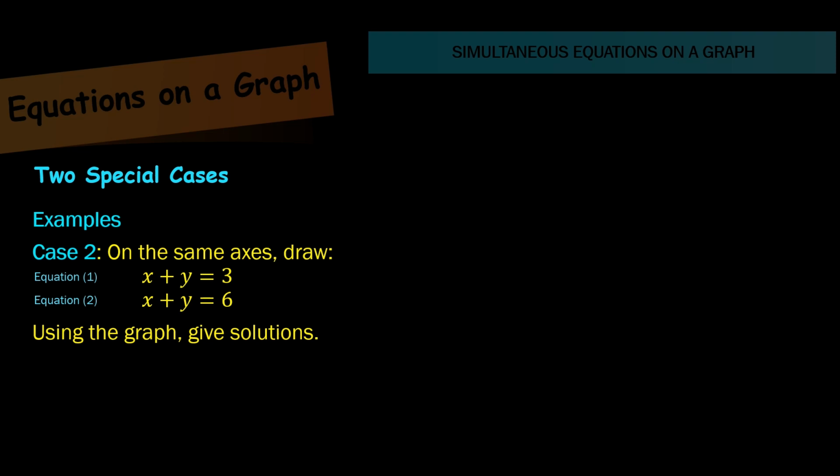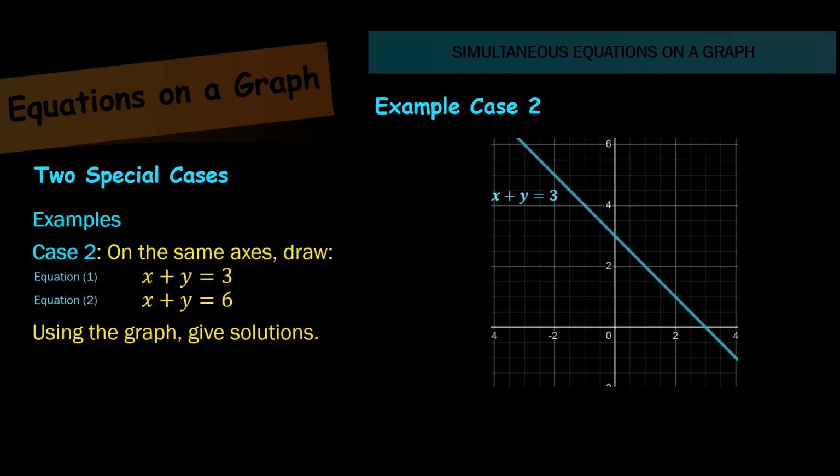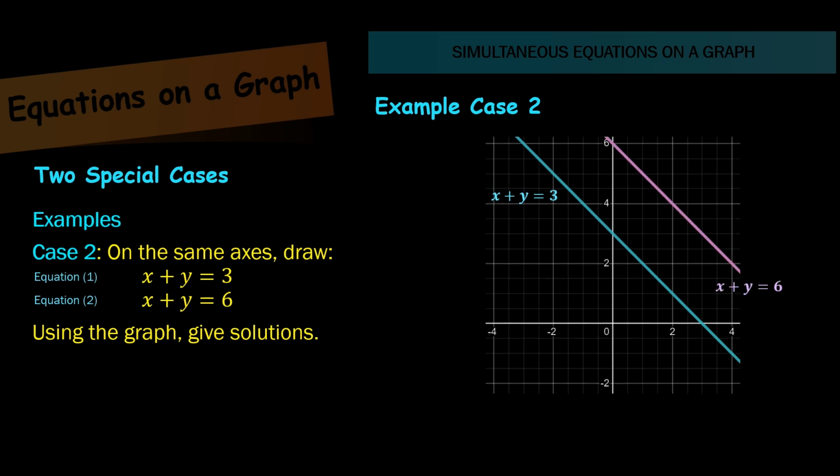Again, let's solve this. Here's the graph of x plus y equals 3. And here's the graph of x plus y equals 6. As you can see, the two lines are parallel. And therefore, the number of solutions is 0.